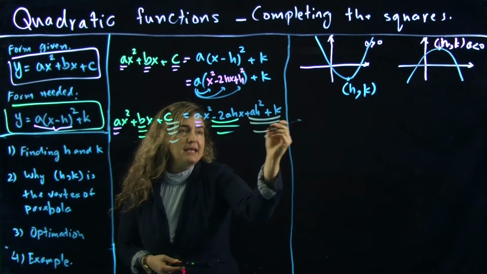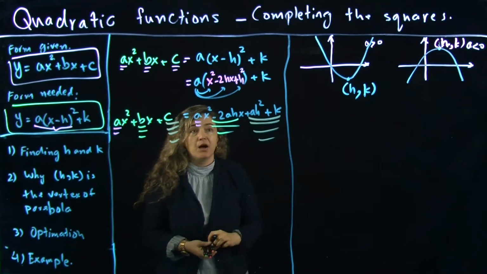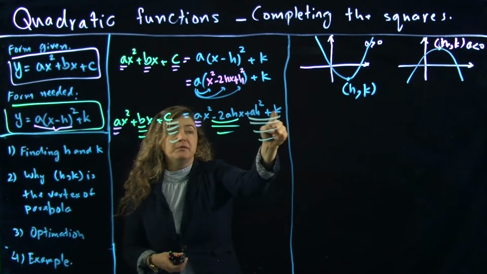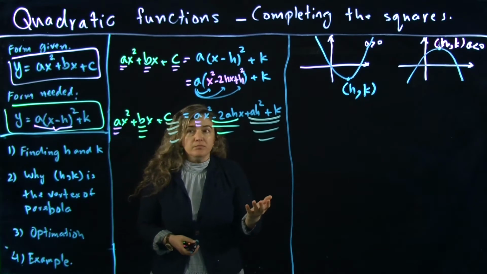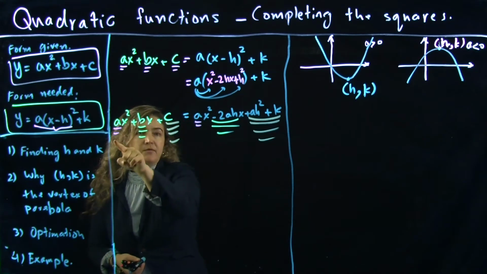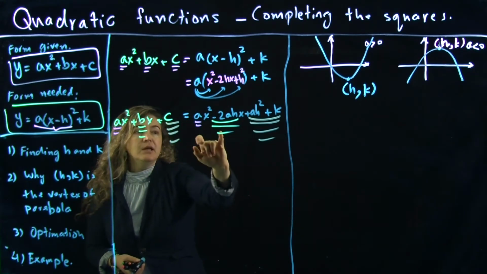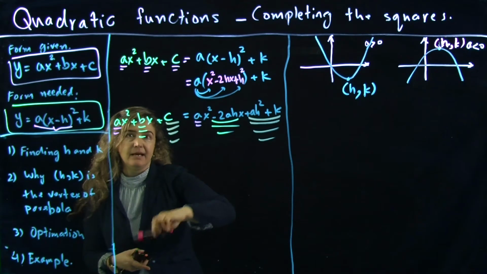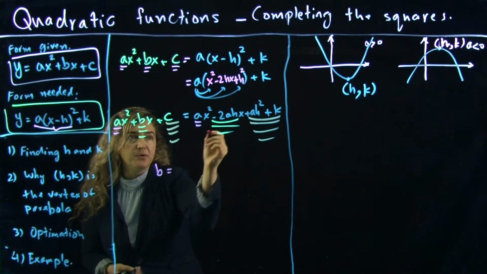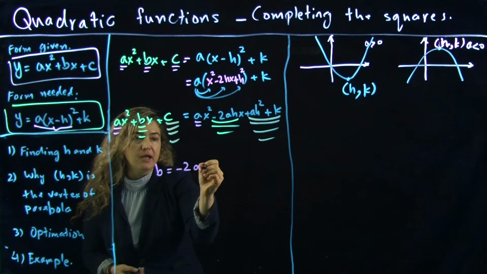And this entire thing is the constant. a(h squared) plus k is the constant. So this would not give me any new information. This part will give me new information. Let's write that down. So b is supposed to be equal to negative 2ah.